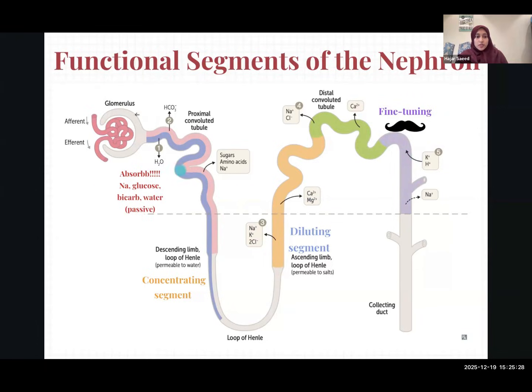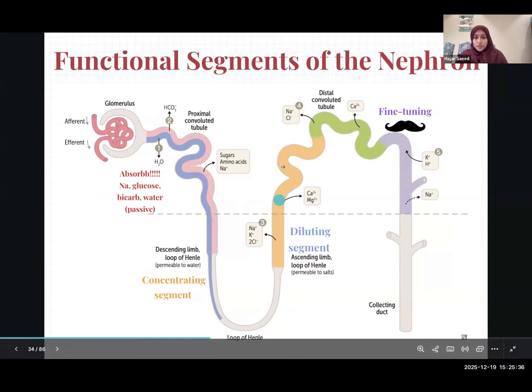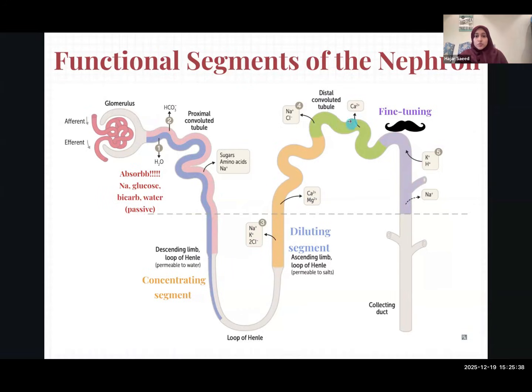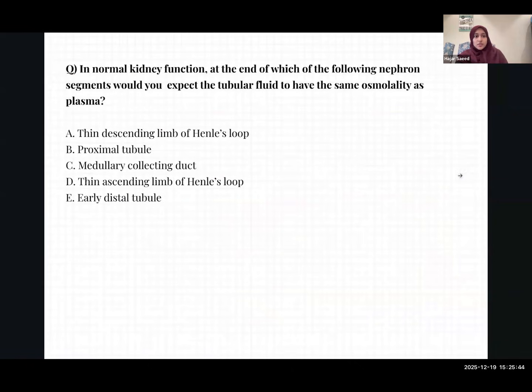So again, over here is absorption of a ton of stuff, and it's all going to be isoosmotic. Over here is a concentrating segment. Descending limb is a concentrating segment. Ascending limb is that diluting segment. And distal convoluted tubule is our salt and stuff like that. And over here, collecting duct is fine tuning. Let's go back and let me just say the correct answers, please.